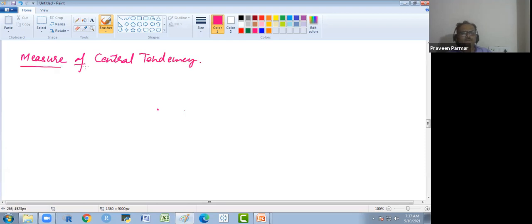Measure of central tendency. You know that we have the measures of central tendency: mean, median, and mode.